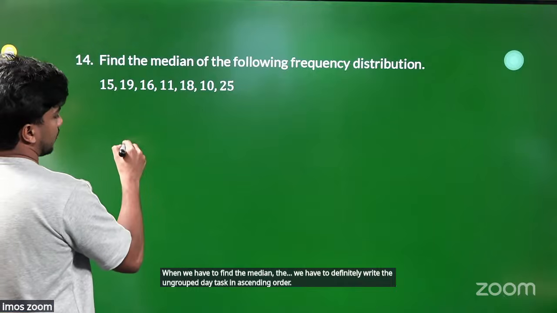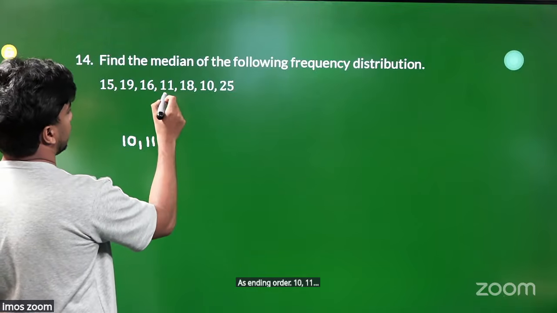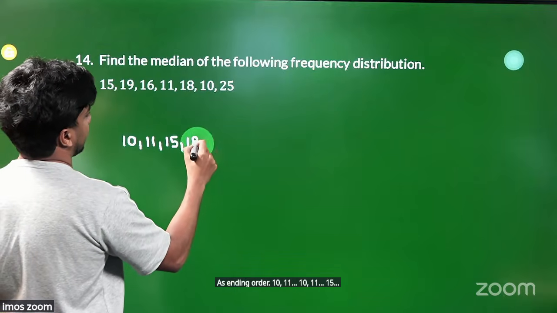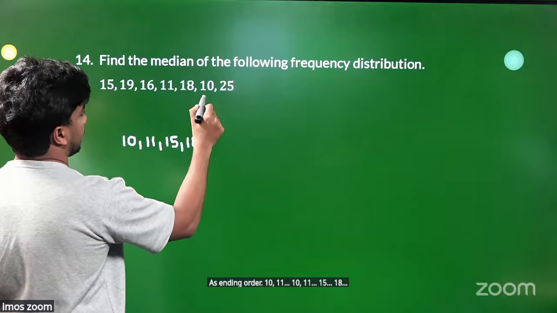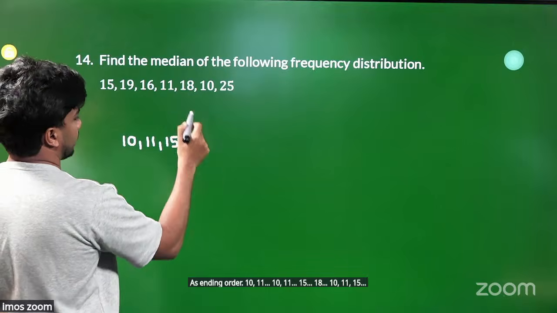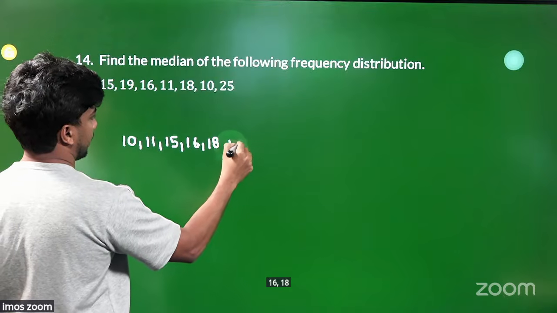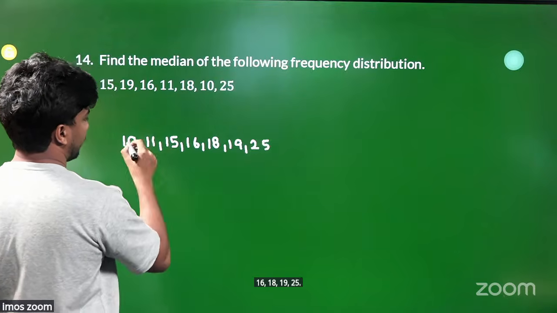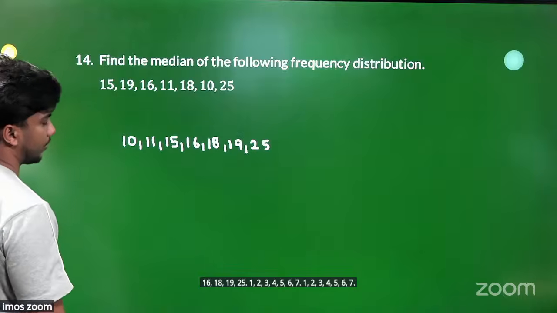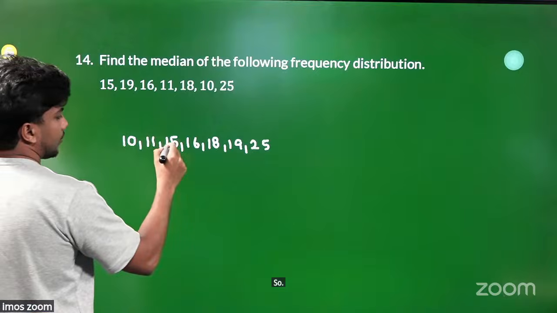Ascending order: 10, 10, 11, 15, 16, 18, 19, 25. 1, 2, 3, 4, 5, 6, 7. Right. In ascending order, I have written all the ungrouped data. So 1, 2, 3, 4, 5, 6, 7.